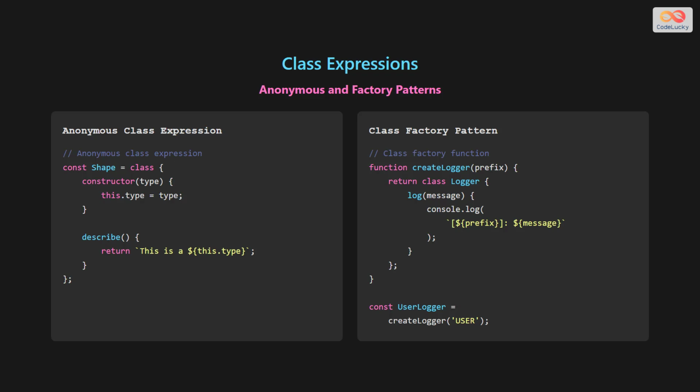An anonymous class expression involves declaring a class without explicitly naming it. Here the class is assigned to a constant variable called shape. It has a constructor that takes in type and a describe method. Another pattern is the class factory pattern. This involves creating a function such as createLogger here that returns a new class definition. The returned class, Logger here, can then be used to create specific instances of objects.